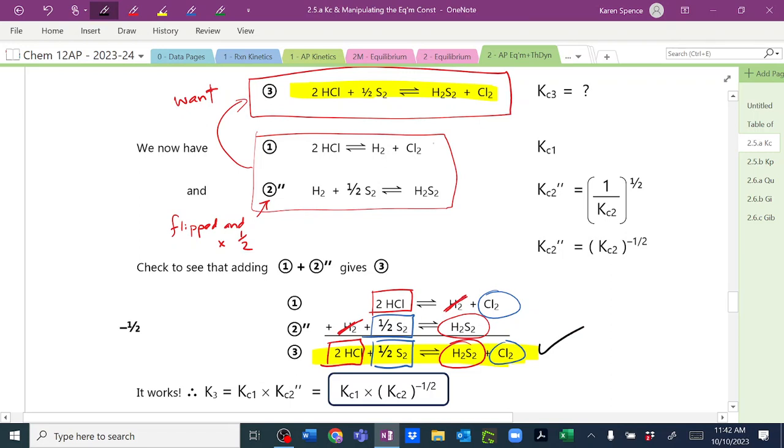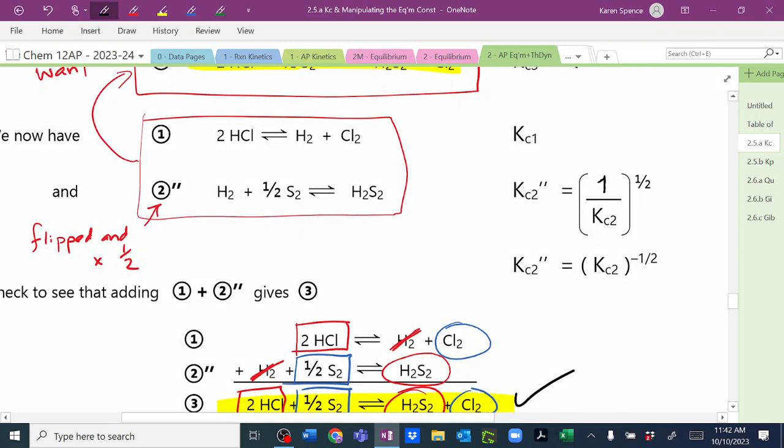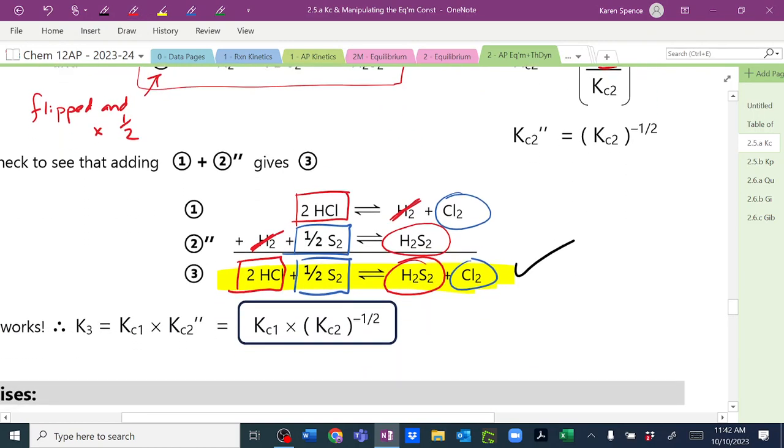So we now have reaction 1 and reaction 2 double prime, and we flipped reaction 2, and we multiplied reaction 2 by a half, so our KC2 is double prime. And if you want to, you can say it's KC2 to the negative a half. It's up to you. And so we have KC1 times KC2 to the negative a half. Or you could write it as KC1 divided by KC2 to the half. That would also be okay. Is that good?